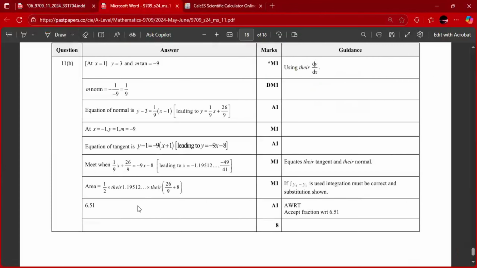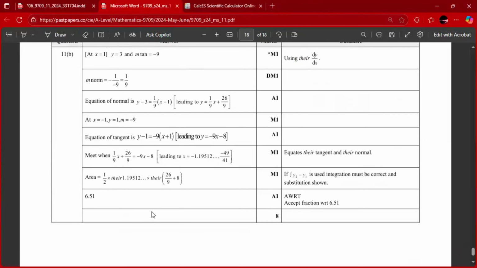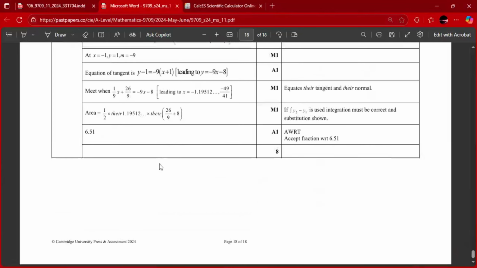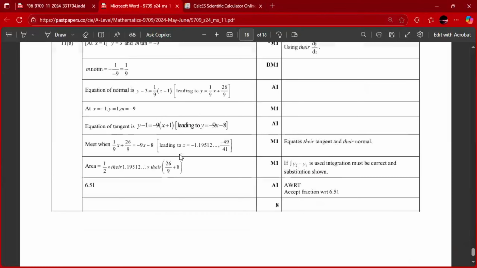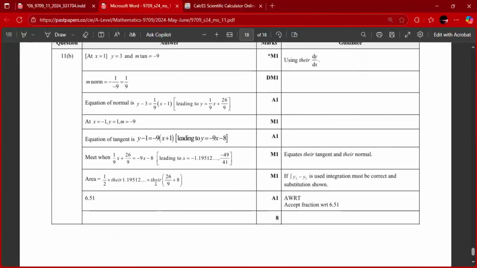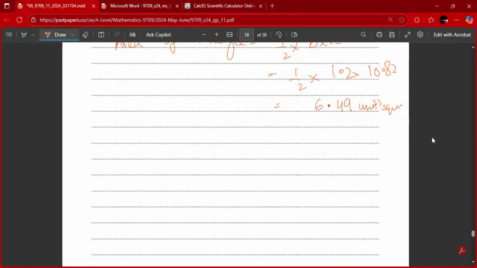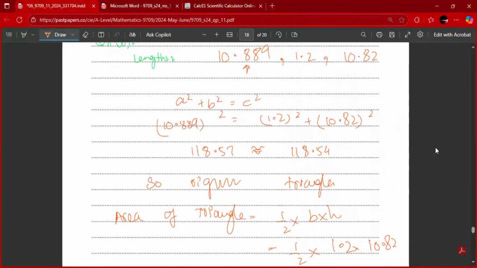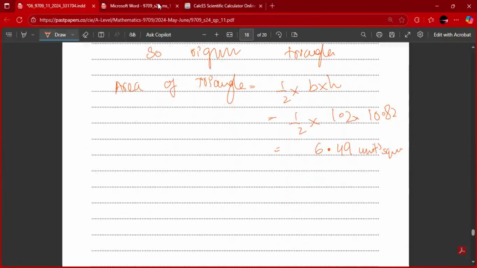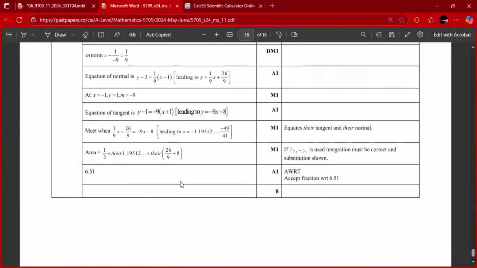Answer: 6.51. Okay. Actually, ours is very, very near to this answer. 6.49 and 6.51. They're very near. The problem is that I rounded off this value 1.2. That's why I'm getting 6.49, and the answer here is 6.51. So my value is very, very near. So there's no problem. We did it right.